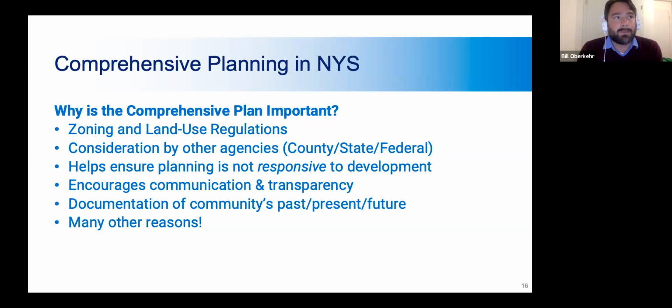Consideration by other agencies. Even though New York is a home rule state, there are certain ways that doesn't apply. Certain county, state, and federal permitting processes are going to have the ability to override local laws in certain instances. But they will look at your comprehensive plan and your local zoning. I like to use ORES as the example for this. Their baseline is to abide by your comprehensive plan and your local zoning.